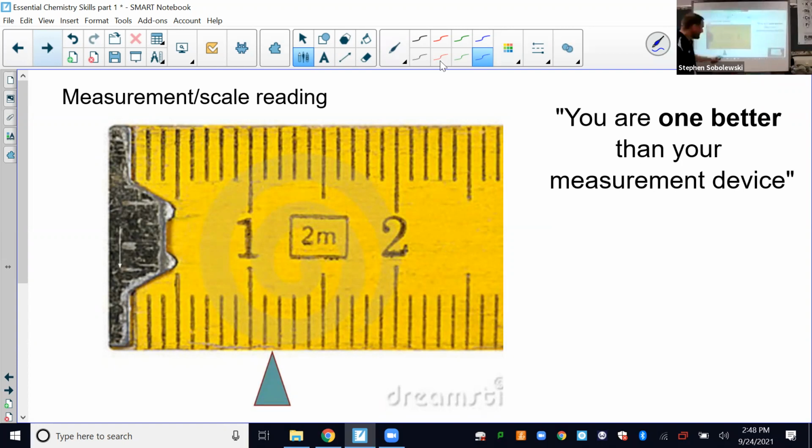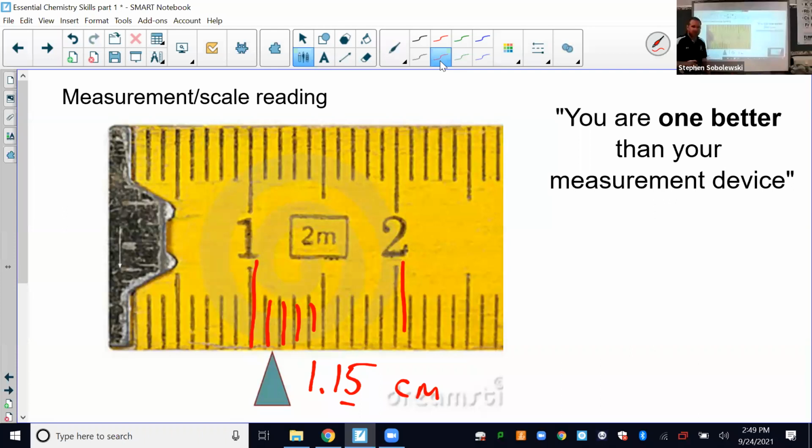See how that's 0.15? You are one better than your measurement device. If this measurement device has lines for every 1 and lines for every 10th, you are one better than that. You give me the 100th place. And this measurement here really consists of knowns and unknowns.